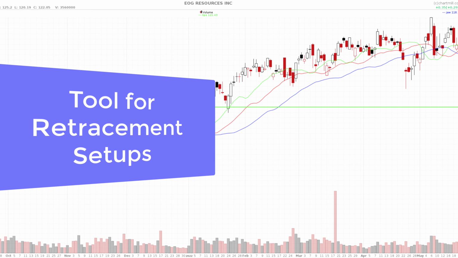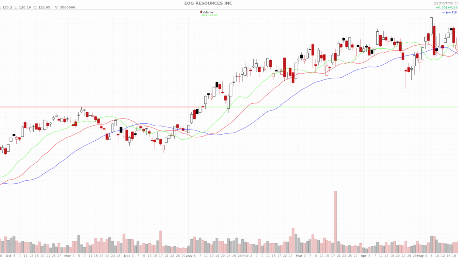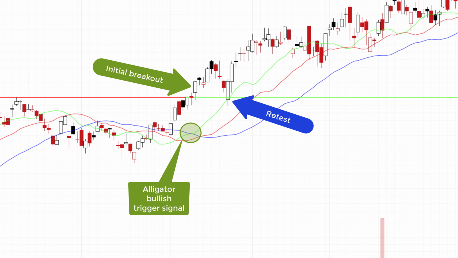The indicator can also be used as a tool for retracement setups. This involves trying to open a position in an already existing upward or downward trend. This setup often occurs after an initial breakout, which provides opportunities if you missed the first one.